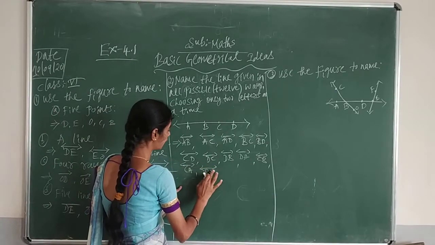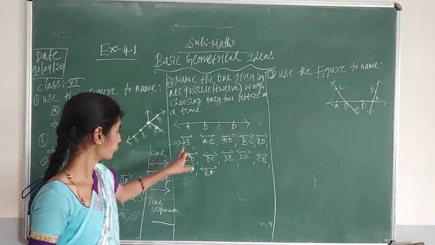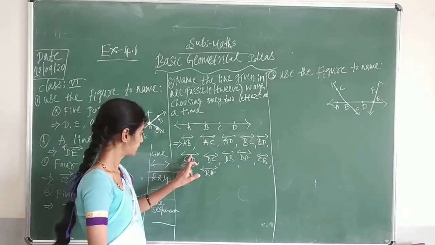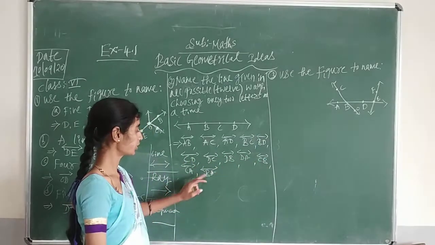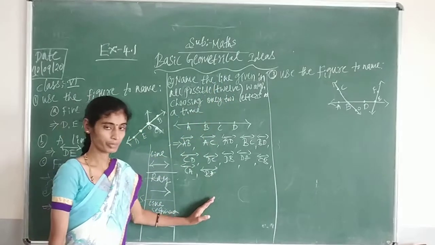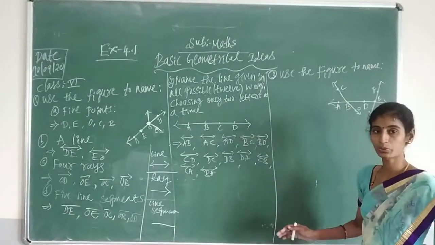So now count how many lines you can get from that. 1, 2, 3, 4, 5, 6, 7, 8, 9, 10, 11, 12. So we have got 12 different possible ways. It's very simple. Then shall we move to the next question?